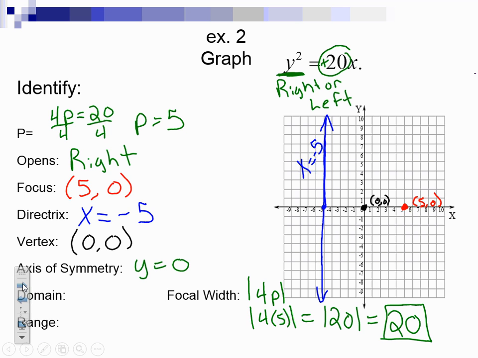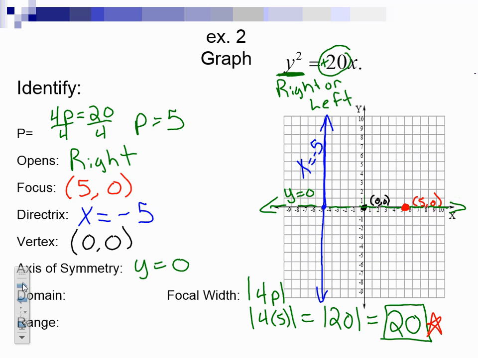Next thing, axis of symmetry. Y equals 0. So y is going to equal 0 right here on our x axis. Make sure we label it y equals 0. Now we're going to create our parabola. Everything else is done. All we have left is our parabola. So we have to use our focus width for it. It's 20, with our focus point at 5, 0 being the center.